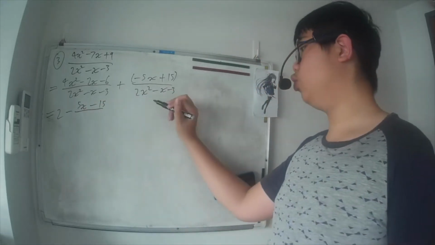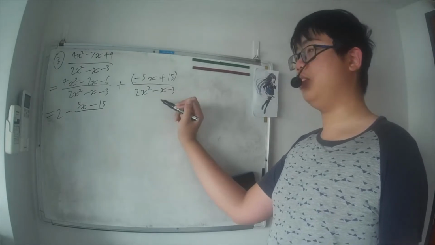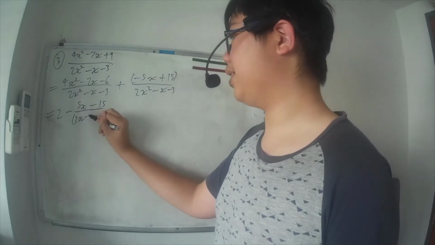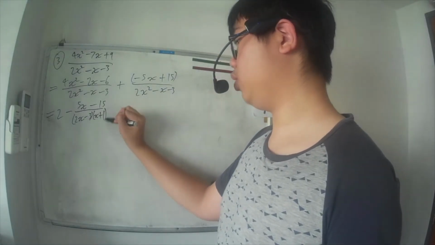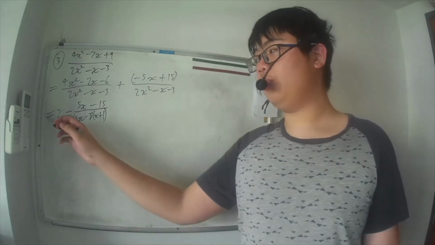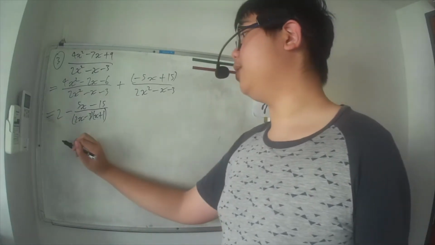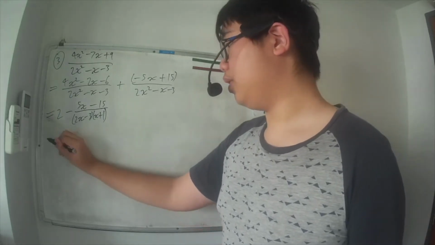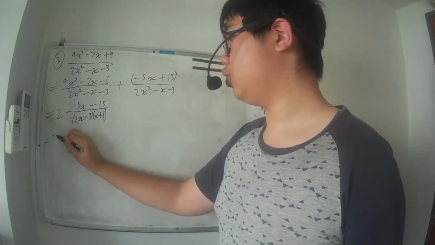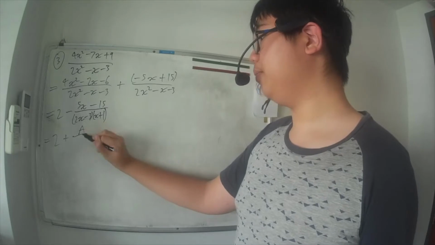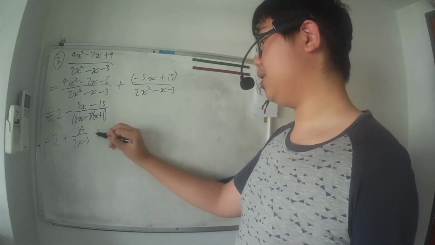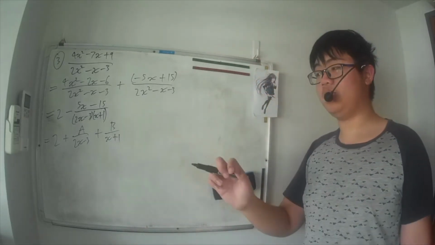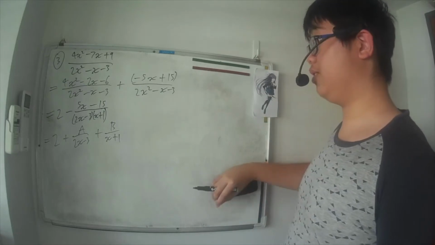Okay, so 2 goes with your positive 1 and minus 3 goes with x, right? 2x minus 3, x plus 1. But for now we're going to ignore this 2. We need to split this into a certain form. So this is going to be equal to 2 plus a over 2x minus 3 plus b over x plus 1. Now we must determine each of the constants a and b to do our partial fractions.